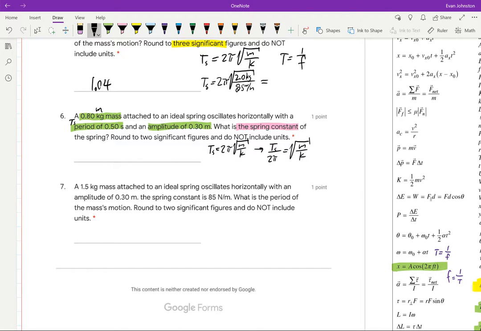If I want to get the k alone, I need to square everything first, so I'm going to get rid of the square root. If I square both sides, the square root is gone on the right side, and we've had to square everything on the left side. So the period is squared, the 2 becomes a 4, and pi is squared.